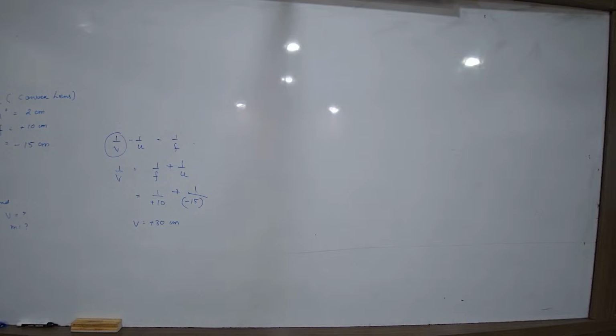Next, of course, is magnification. For magnification, same formula. It comes out as minus 2. What does this minus tell us? Why is it minus 2? Is it real and inverted or is it virtual and erect? It is real and inverted. So if you are having a real and inverted image like this, your magnification will be negative.